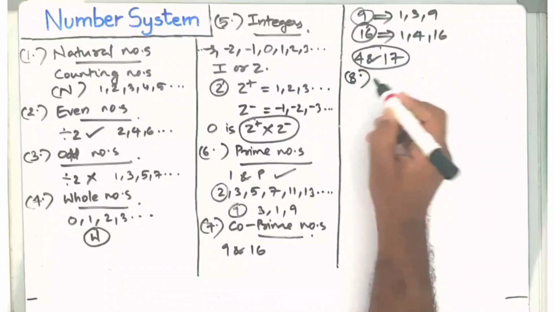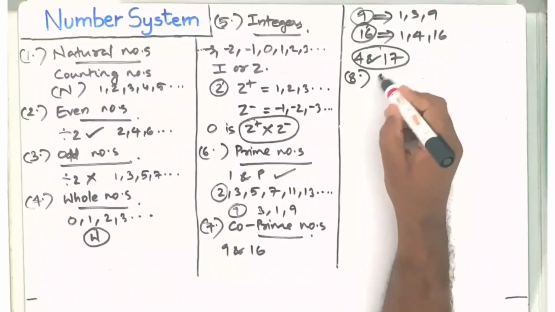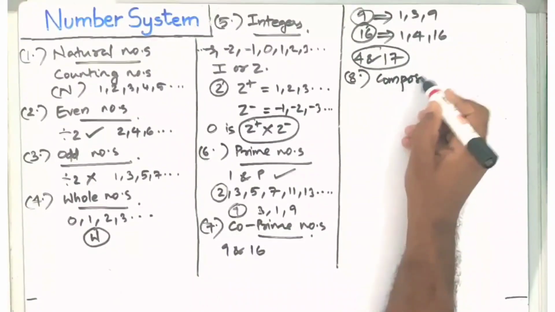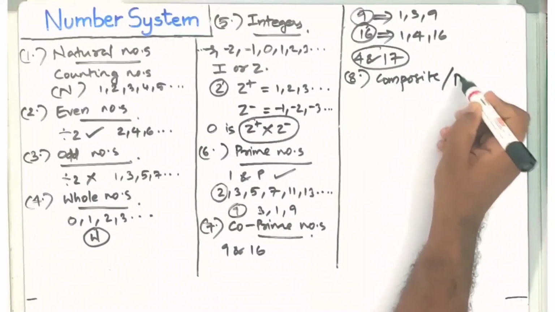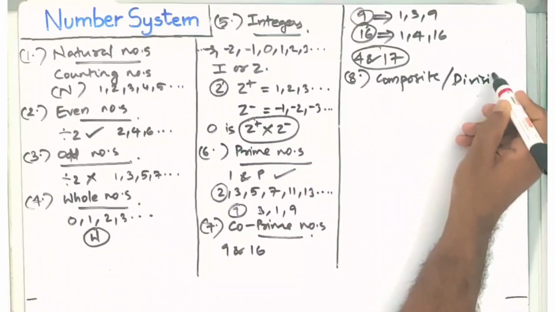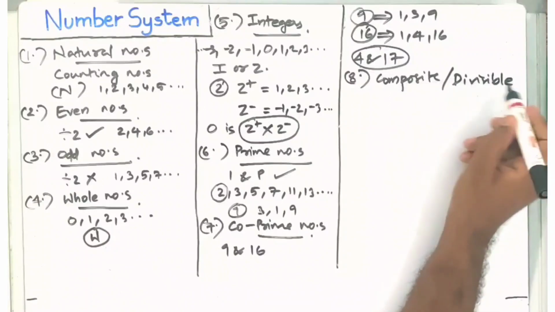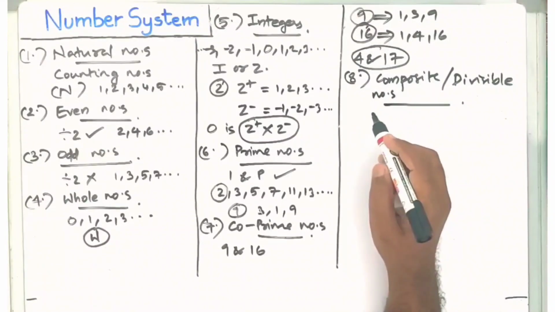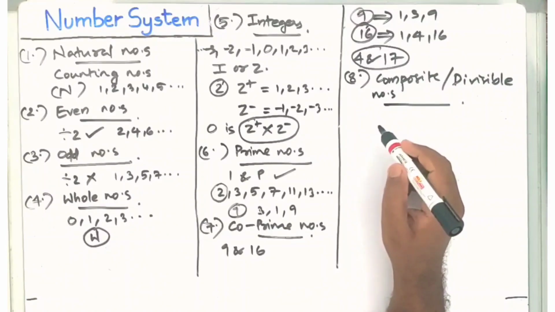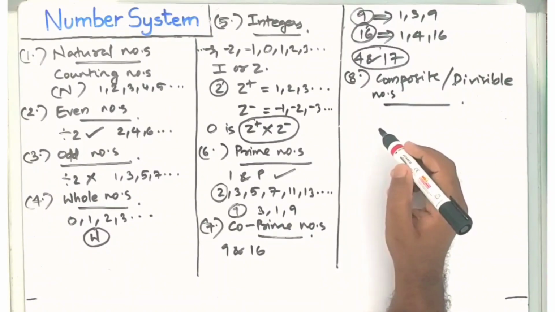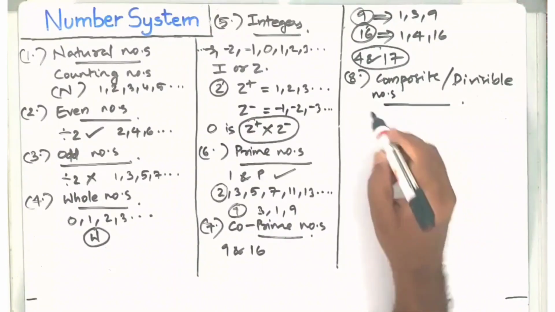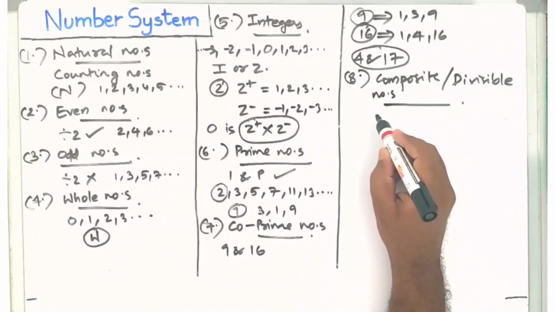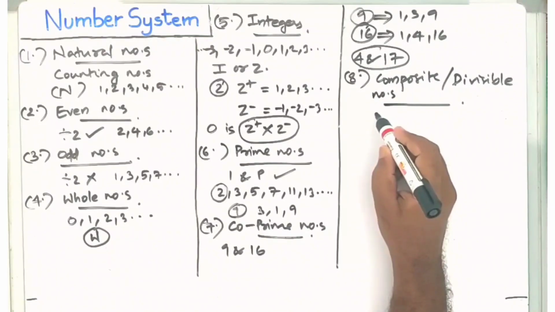Next kind of number is composite number or divisible number. So what are they? All numbers which are divisible by numbers other than itself and 1 are called composite or divisible numbers. Or simply, numbers which are not prime numbers are composite numbers.